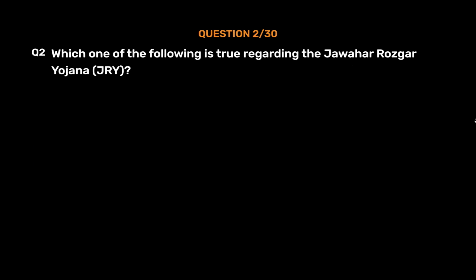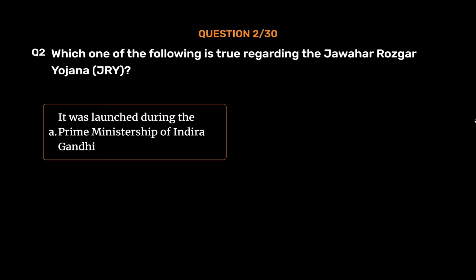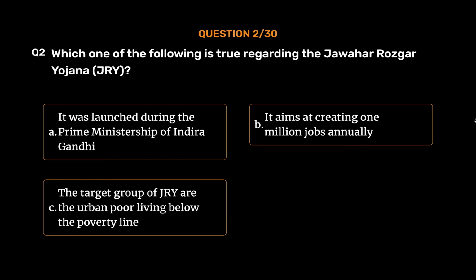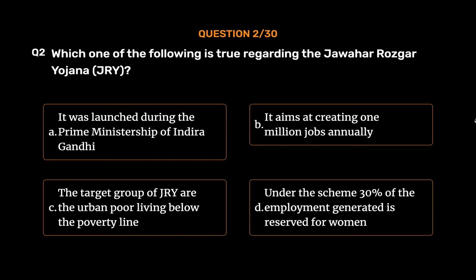Question number 2. Which one of the following is true regarding the Jawahar Rozgar Yojana, JRY? Option A. It was launched during the Prime Ministership of Indira Gandhi. Option B. It aims at creating 1 million jobs annually. Option C. The target group of JRY are the urban poor living below the poverty line. Option D. Under the scheme 30% of the employment generated is reserved for women.